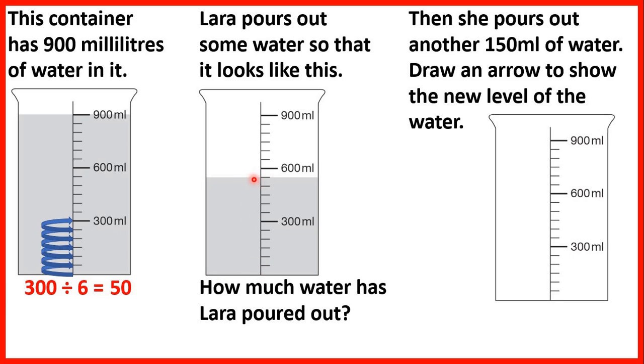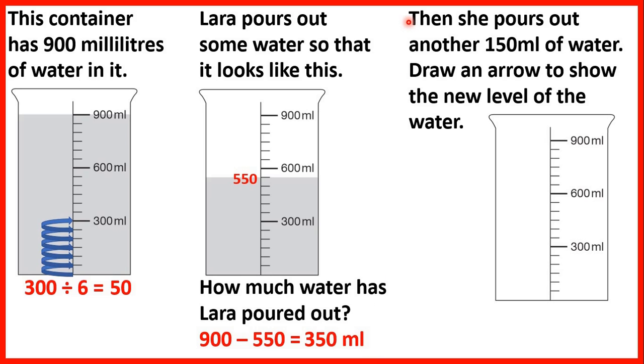That means the water now is at 550. But the question wasn't asking us how much water is in this beaker now. The question was asking us how much has Lara poured out. So she started with 900 and now she has 550. So if we find the difference by subtracting, and we might need to use column method for this, we get 350. So Lara has poured out 350 millilitres.